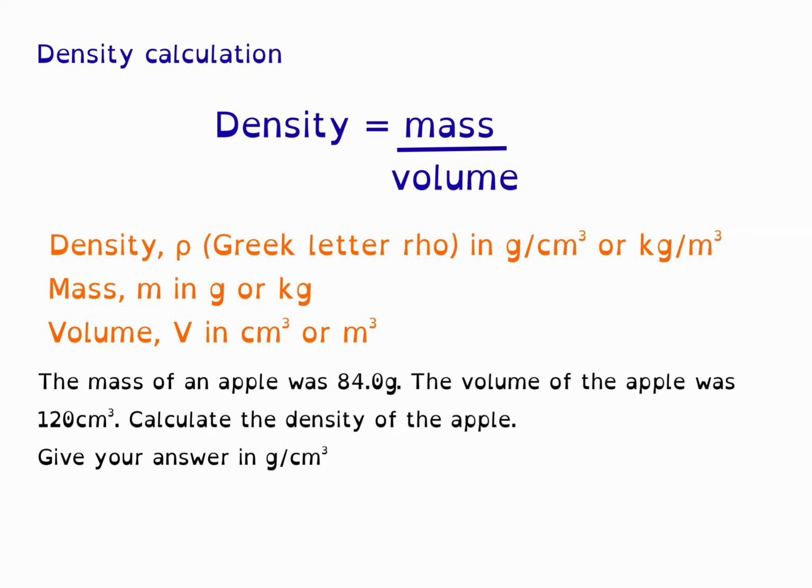This is an example calculation. The mass of an apple was 84.0 grams. The volume of the apple was 120 cubic centimetres. Calculate the density of the apple. Give your answer in grams per cubic centimetre. First of all, you get your equation, density equals mass divided by volume. And then you substitute in your numbers. The mass was 84.0 and the volume was 120. And that gives you 84.0 divided by 120. That gives you an answer of 0.70 grams per cubic centimetre.